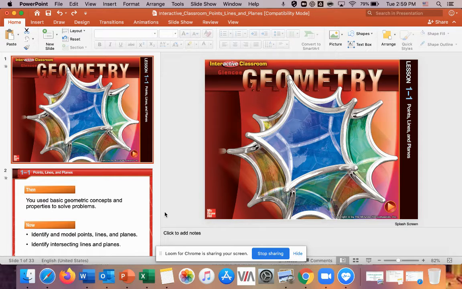We're doing a little bit of geometry here. This is the first lesson, lesson 1.1. I'm going to go through it and do the best that I can.